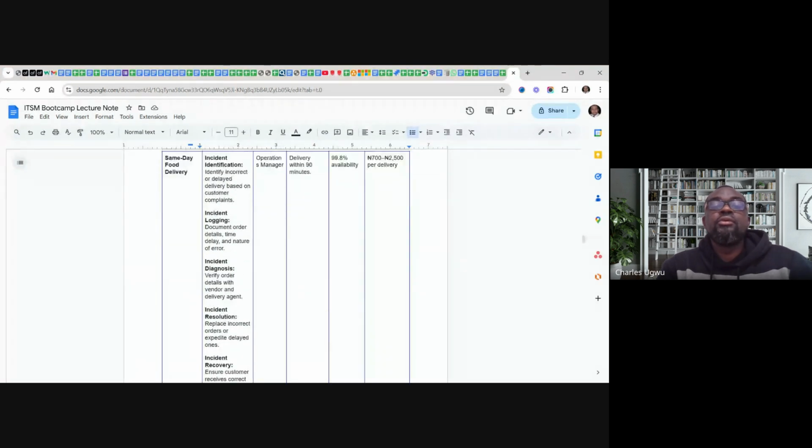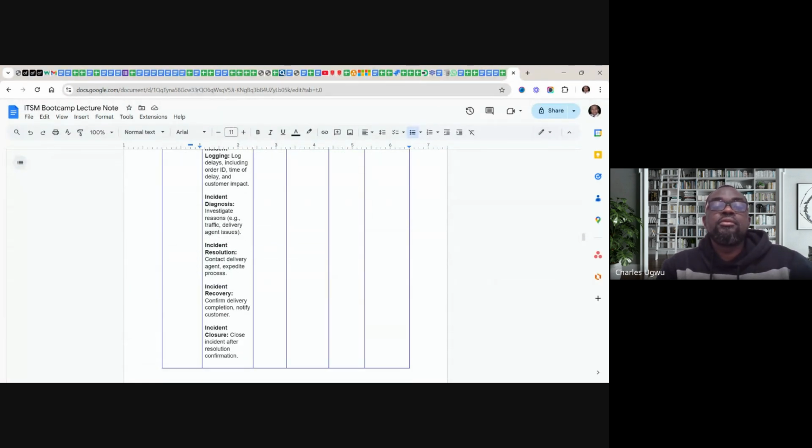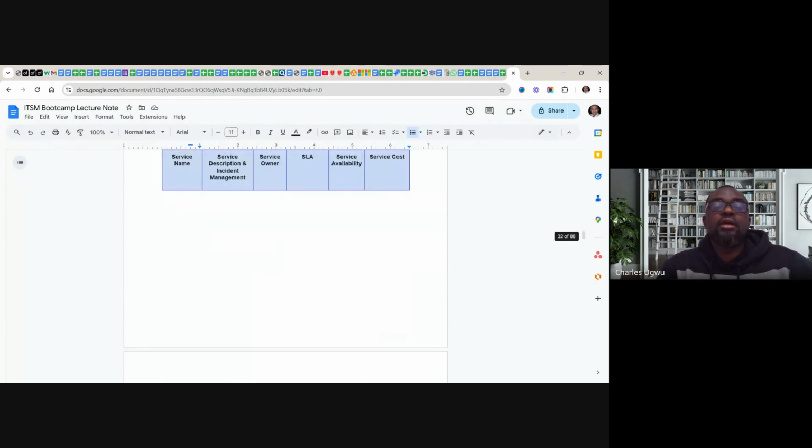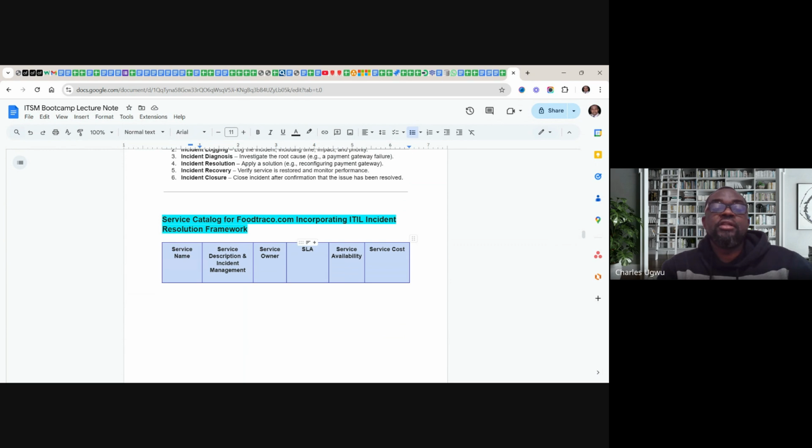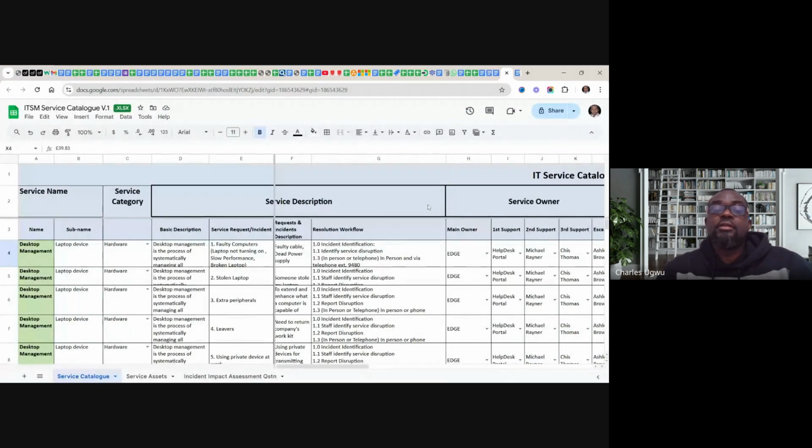Futraco catalog. You can see this is Futraco ITSM catalog, but we can see that it's not as rich as it's supposed to be. We want to transform this catalog to something like this. That is the goal.